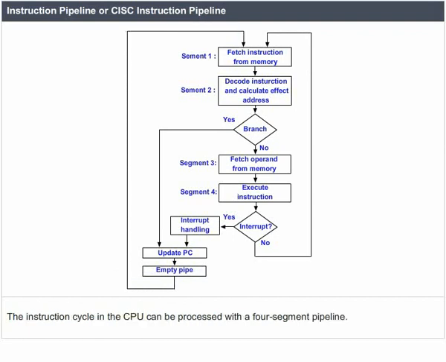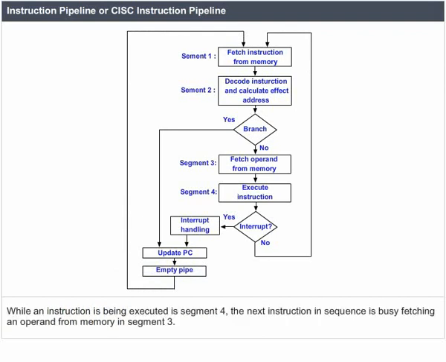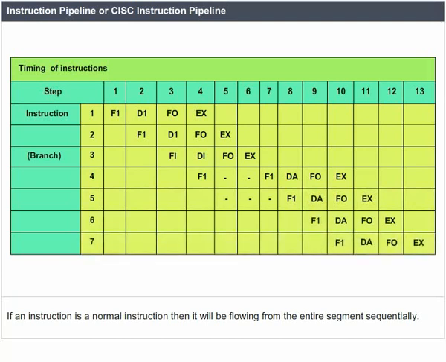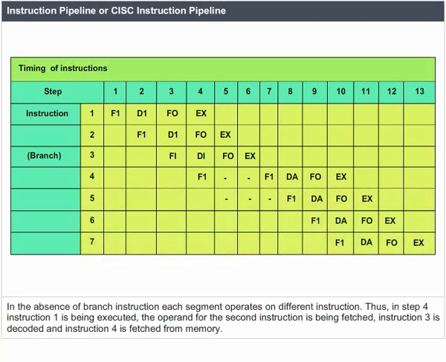The instruction cycle in the CPU can be processed with a 4-segment pipeline. While an instruction is being executed in segment 4, the next instruction in sequence is busy fetching an operand from memory in segment 3. If an instruction is a normal instruction, then it flows through the entire segment sequence. In the absence of a branch instruction, each segment operates on a different instruction. Thus, in step 4, instruction 1 is being executed, the operand for the second instruction is being fetched, instruction 3 is decoded, and instruction 4 is fetched from memory.